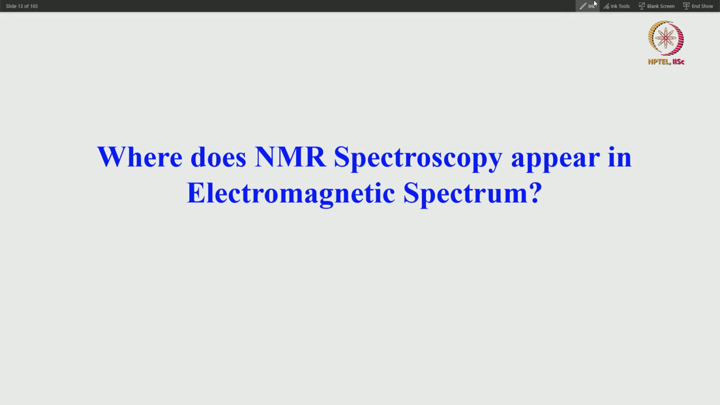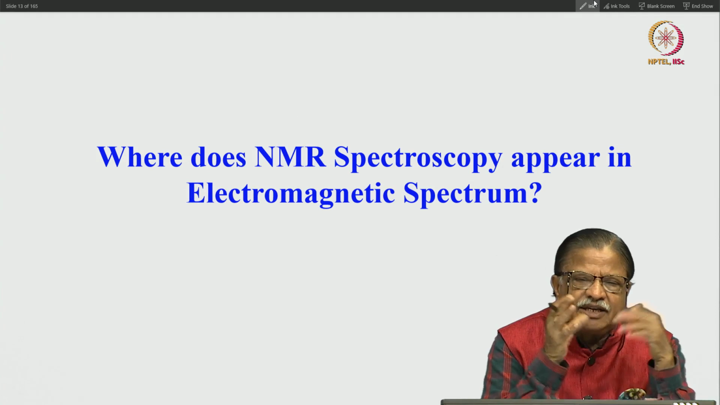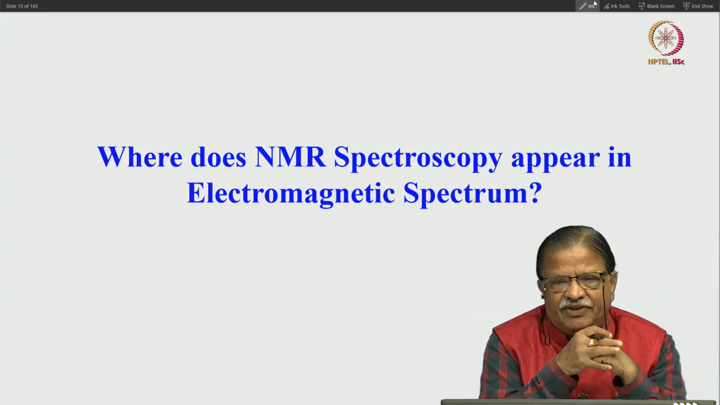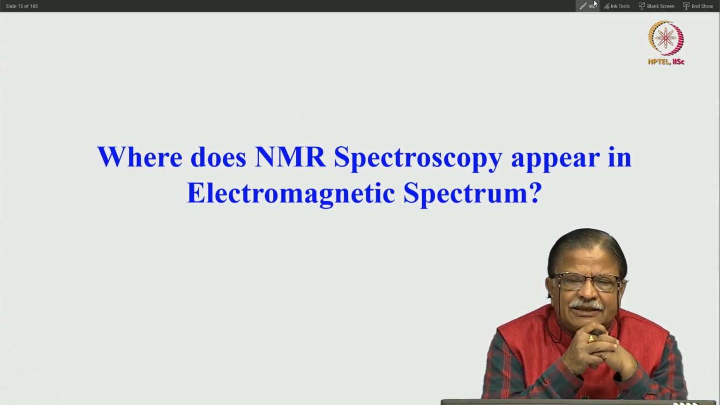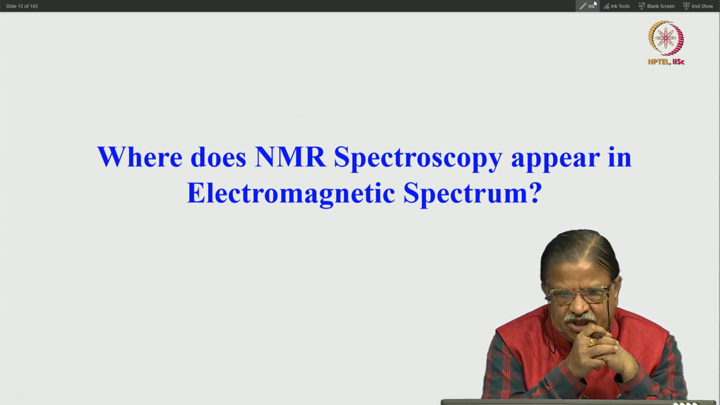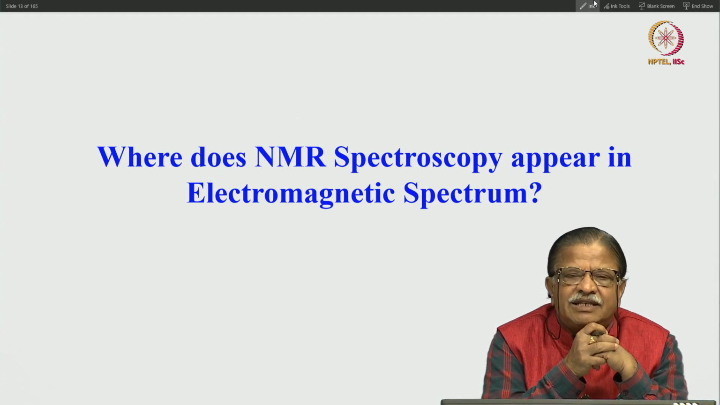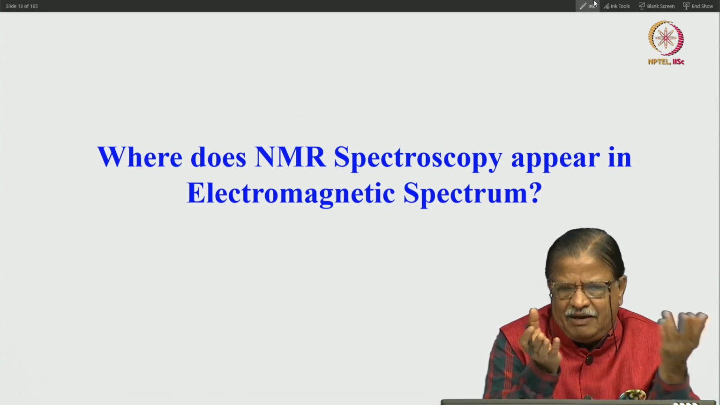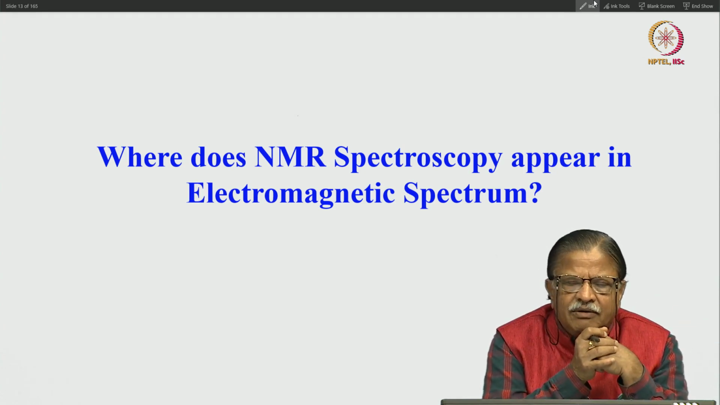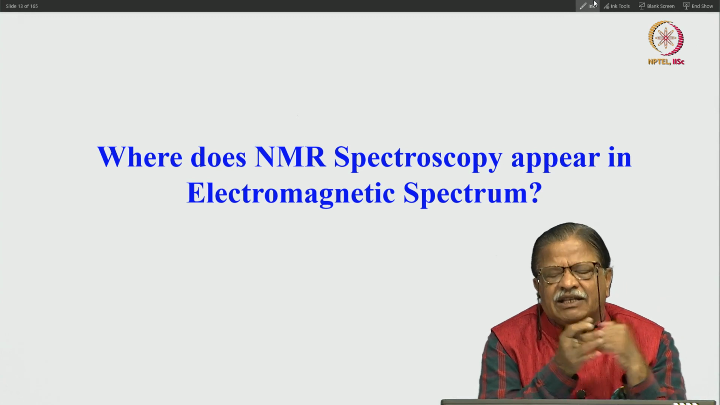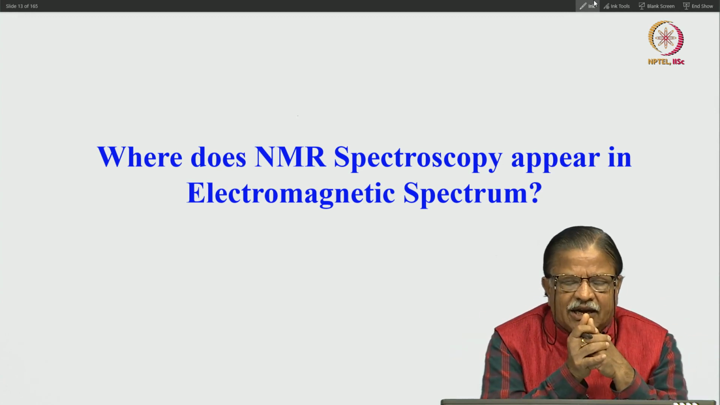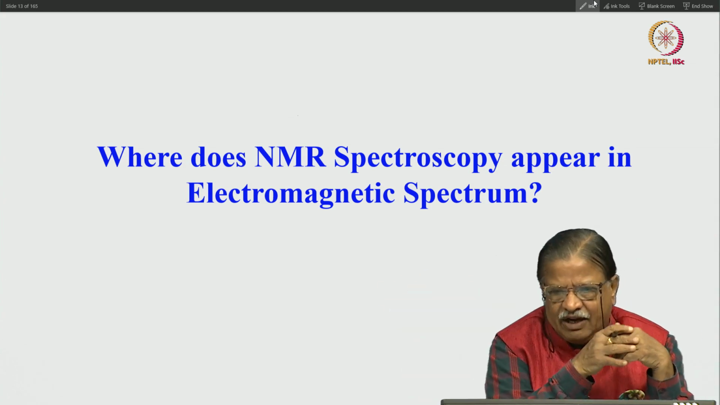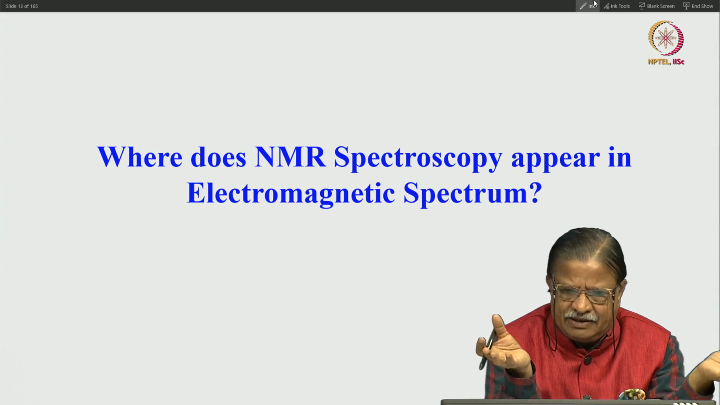With this basic introduction about the utility of NMR in diverse areas of science, let us start asking the question: where does NMR spectroscopy appear in the electromagnetic spectrum? Because it is a molecular spectroscopy. You all know that in molecular spectroscopy there are a variety of techniques like IR, Raman, UV, X-ray. Right from the X-ray region to the RF region, lots of spectroscopic techniques are available.